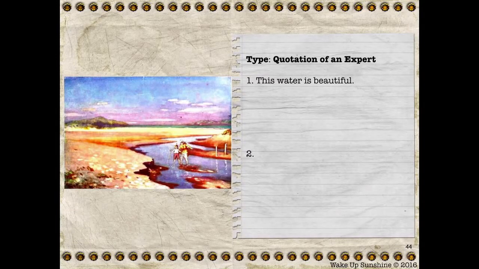The picture that you have to work on here looks like a couple of people walking through some type of stream, whatever the case may be, and I gave you a sentence, but you're going to make it better. So my topic sentence says, this water is beautiful.